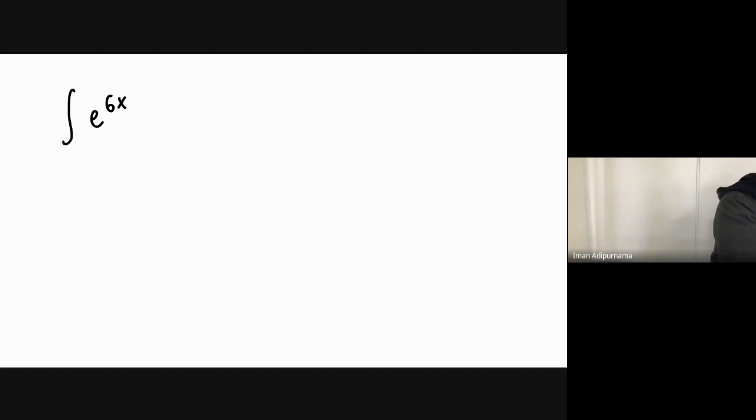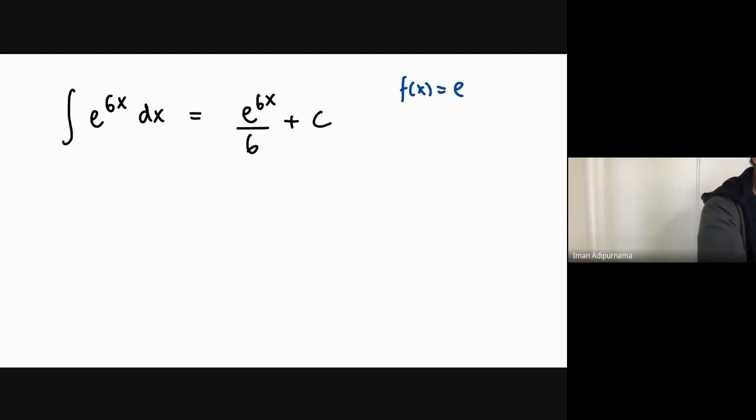You have e to the 6x dx. I think we can directly write the answer, right? e stays as e, and if we derive, this will be 6 in front, but if we integrate, this will be 6 in the denominator. So this is just plus c. Because if we derive this, it will result in a 6. So to make it true, we need to divide by 6. So this is the answer.